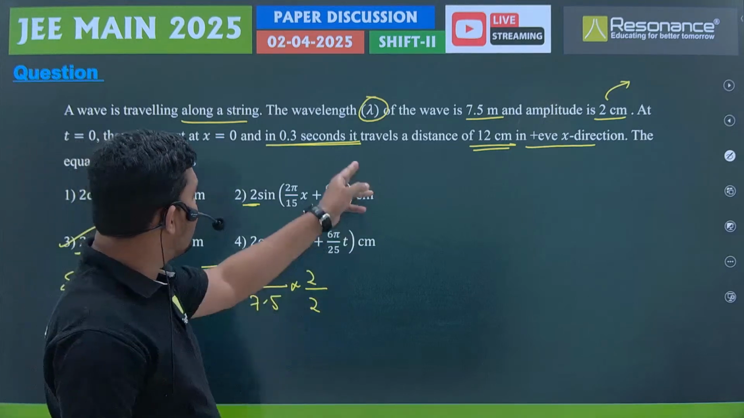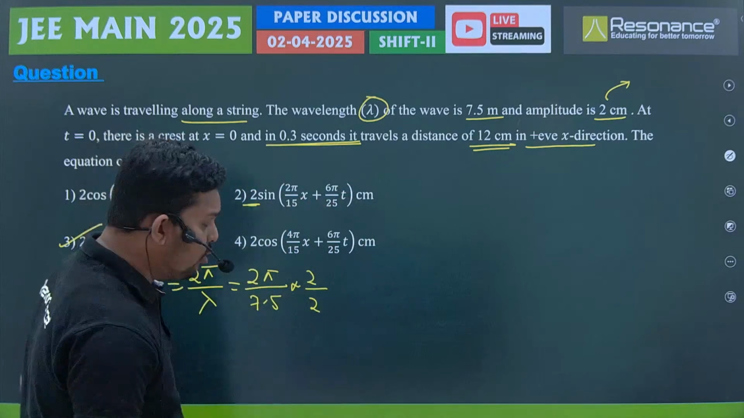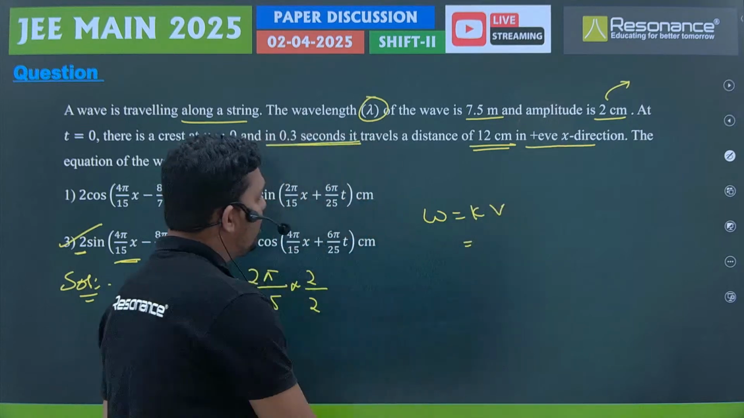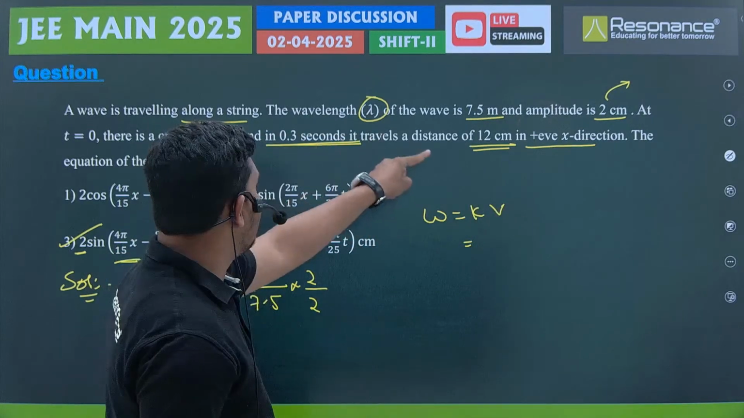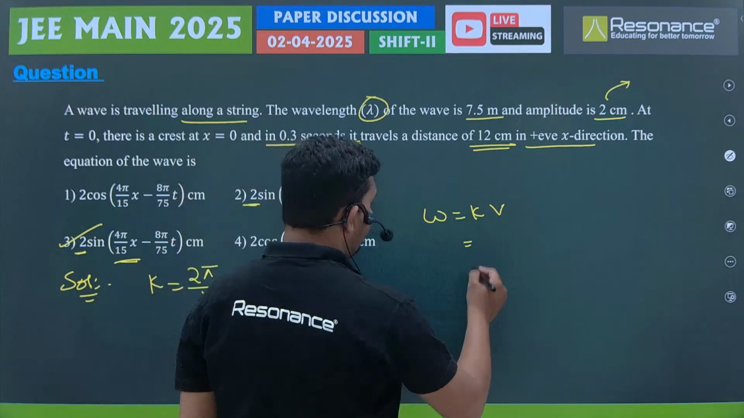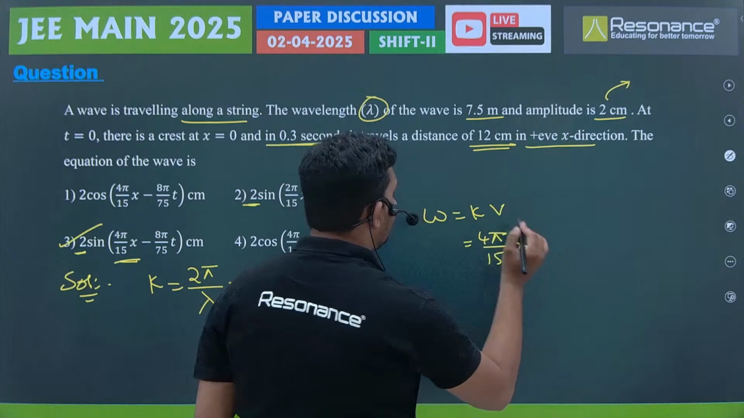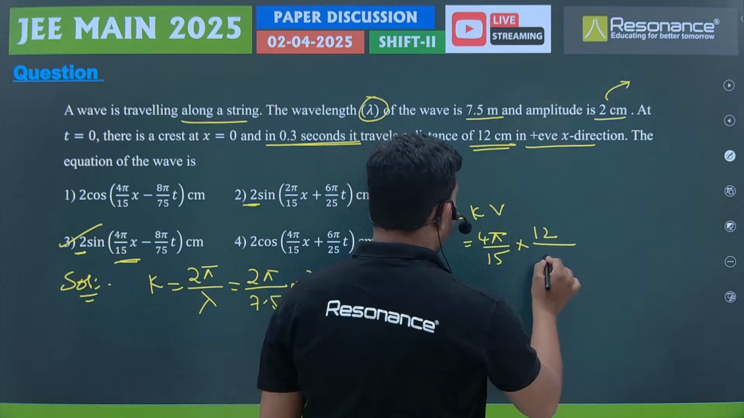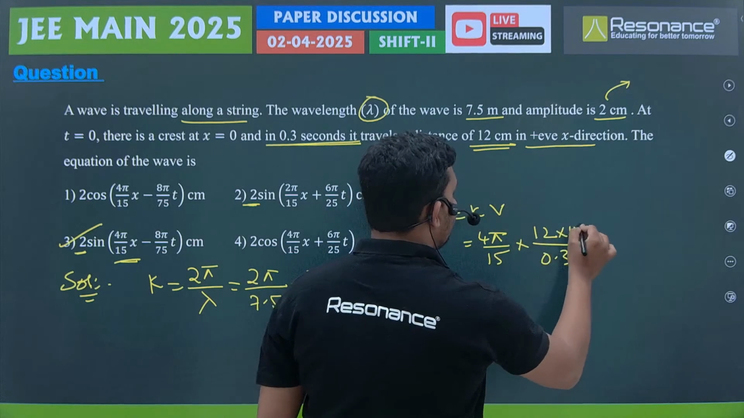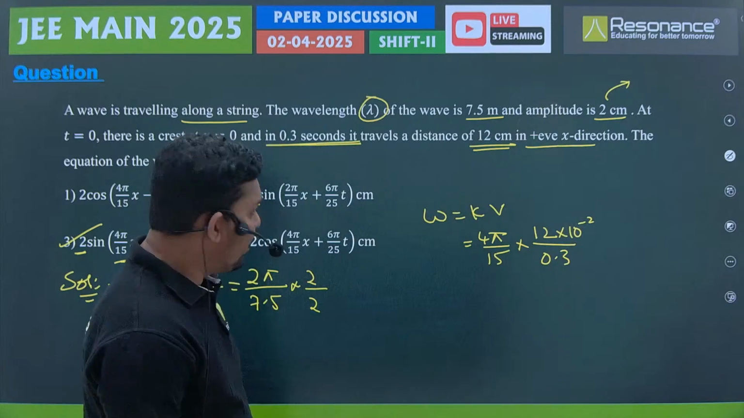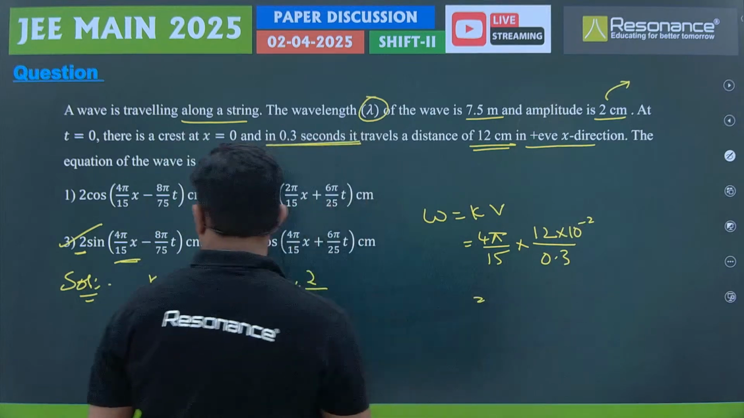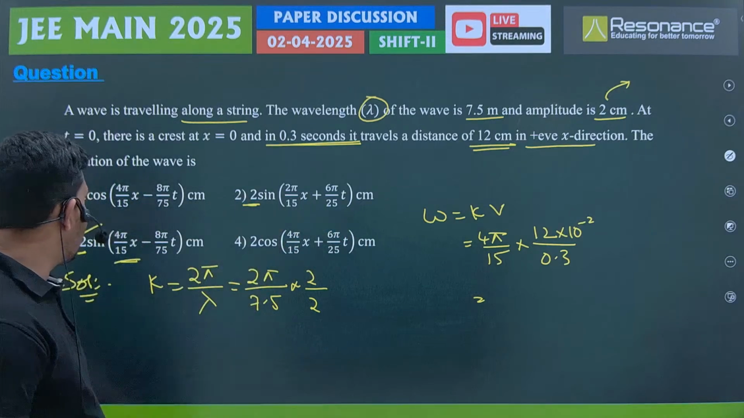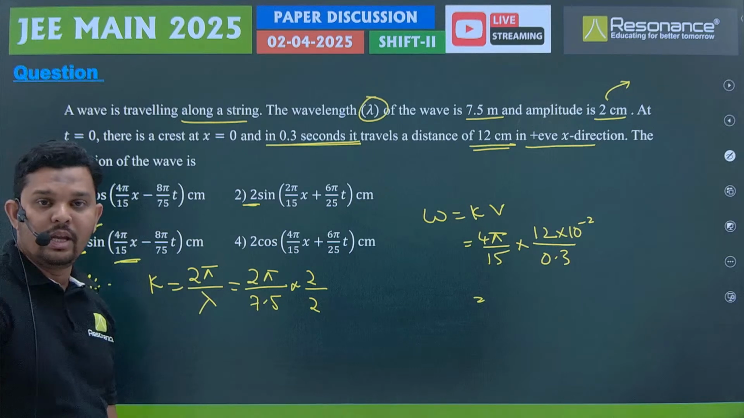But apart from that, he is also asking to find omega. So omega can also be taken as kv. Already we have the value of k, which is 4 pi by 15. And the velocity can be taken as displacement by time, that is 12 divided by 0.3, but centimeter has to be converted into meters. If you simplify, you are going to get 8 pi by 75. Hence the answer for this is 2 sine (4 pi by 15 x minus 8 pi by 75 t).